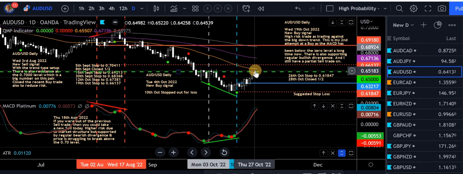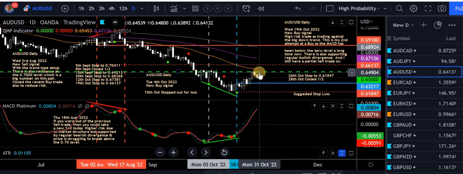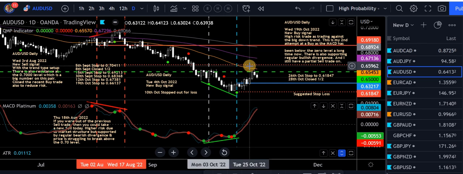So that's Aussie USD. So we can't lose on the buy, or if we get stopped out on the buy, it's going to be about a break-even trade overall. In the meantime, we can't lose on the sell. So looking good on the Aussie.